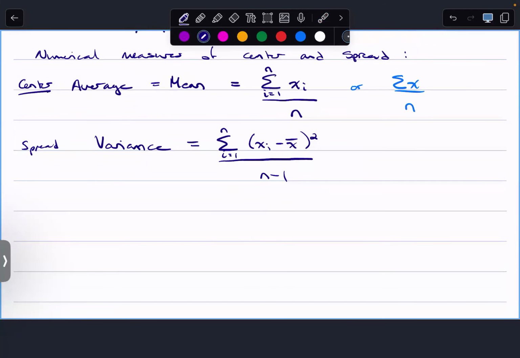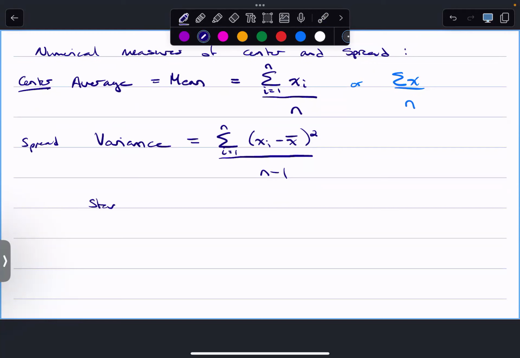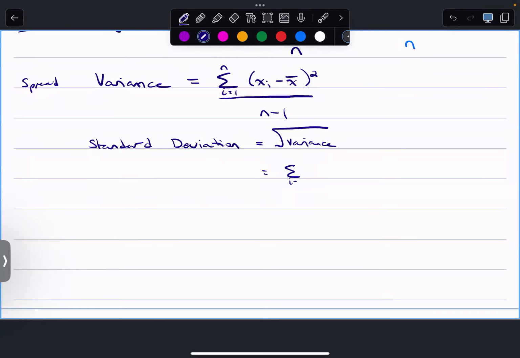The variance is not really what we're going to be using. Most commonly in this course, we use the standard deviation, which is just the square root of the variance. So it's the sum from i equals 1 to n of (xi minus x bar) squared over n minus 1, square rooted. That's going to be on your formula sheet, so don't worry. Same with the mean. You don't need the mean on there, but you get it anyways.